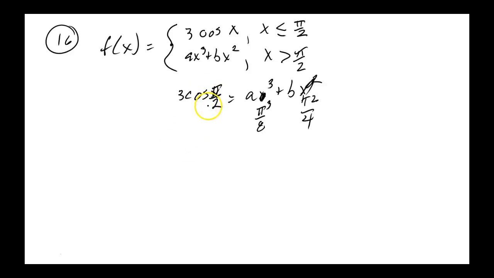Okay, so let me see if I can say that a little bit better. Cosine of pi halves, by the way, is 0. So this is saying that pi cubed over 8 times a plus pi squared over 4 times b is equal to 0. One equation, one unknown. Can't quite handle that, right? So, but now what would we do? Two unknowns. Yeah, one equation, two unknowns, right.